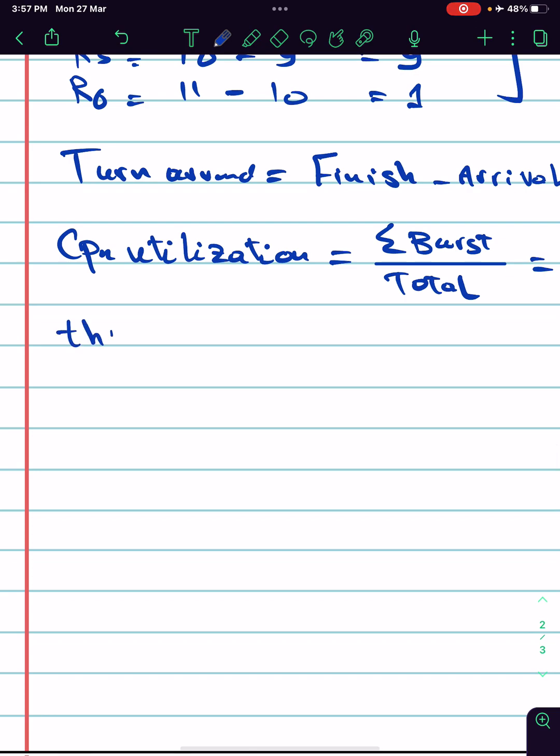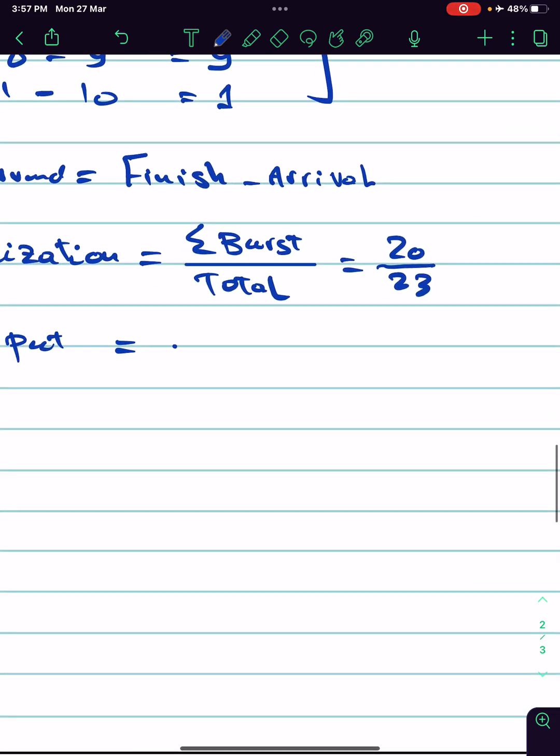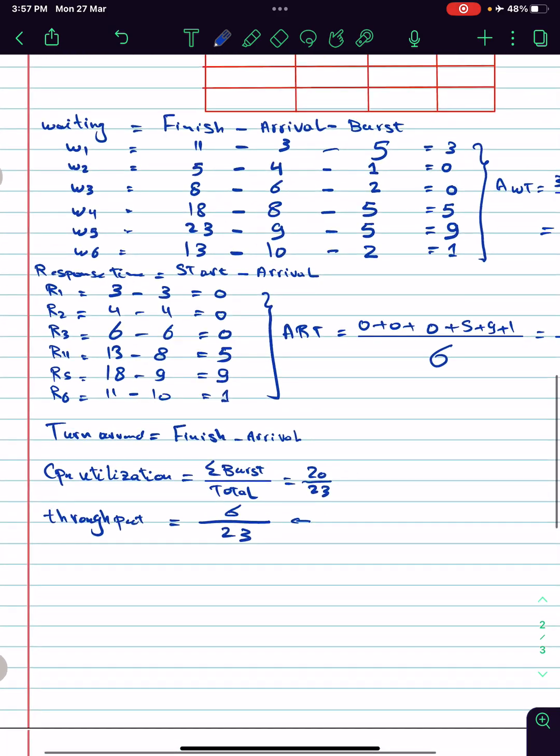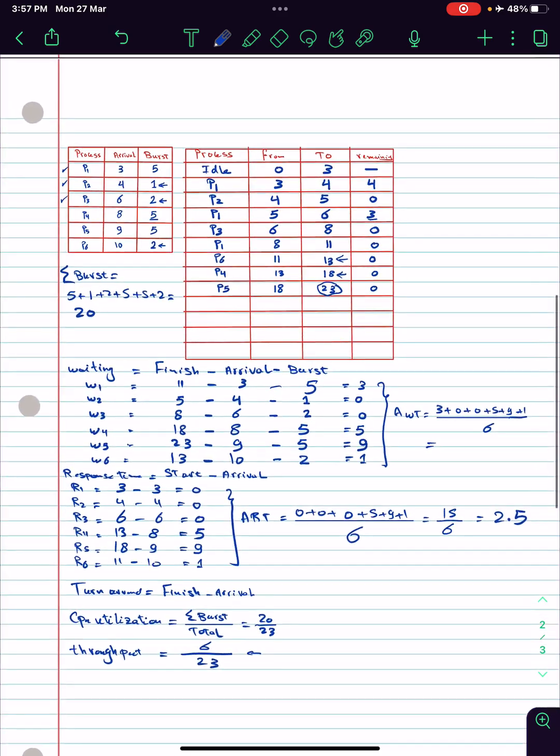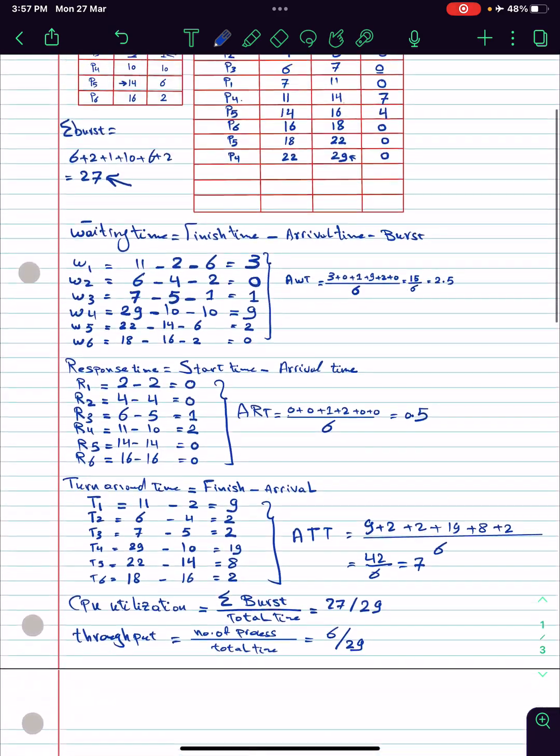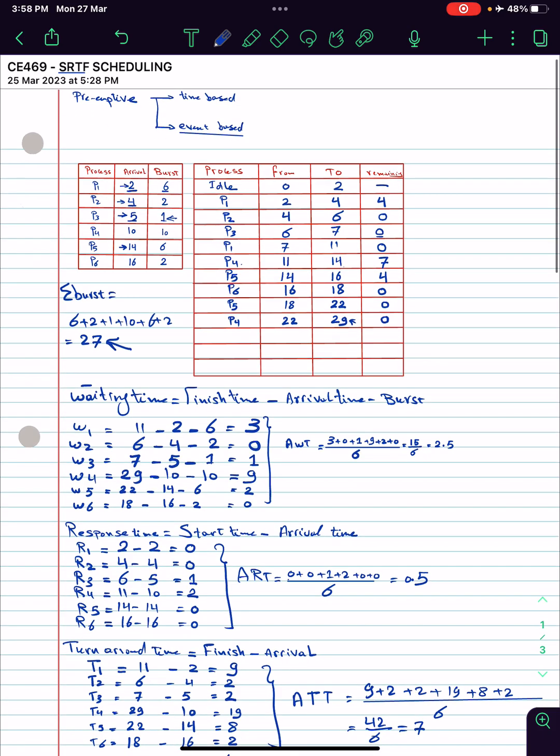About the throughput, it's going to be the number of processes, which is going to be 6 divided by the total time, which is 23. All right, that's 2 examples of shortest remaining time first. Next video, I'm going to be solving the round robin.